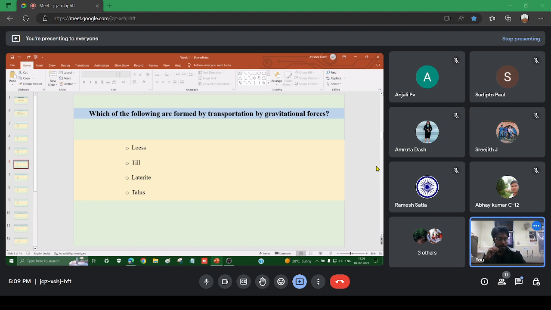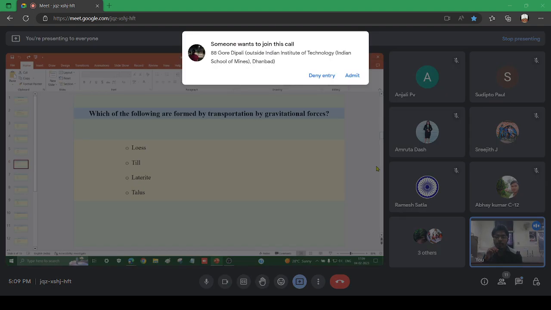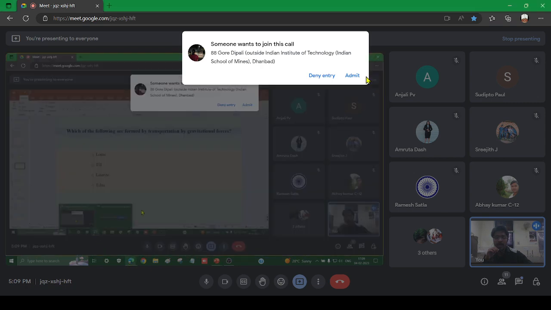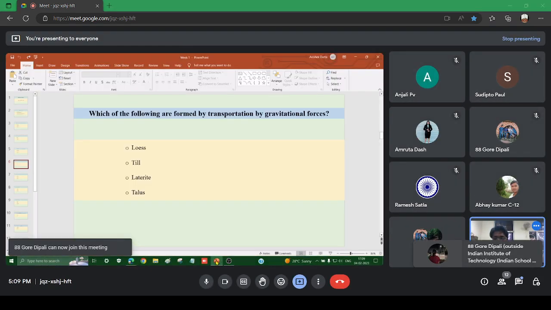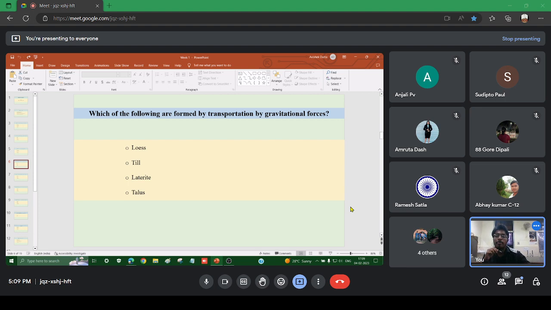Which of the following are formed by transportation by gravitational forces? Your options are loess, till, laterite, and talus. I repeat, which of the following are formed by transportation by gravitational forces? Options are loess, till, laterite, and talus.